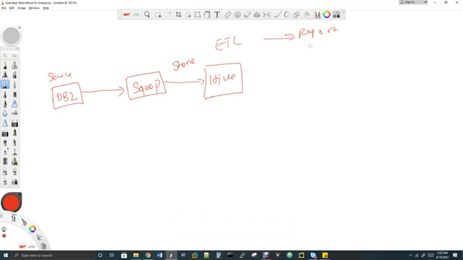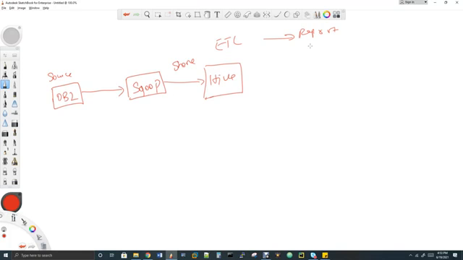But later, as I told you, from the end of 2015 to the mid of 2016, people started getting into Spark. Spark was there even before that, actually. It was even before 2013. But people started using Spark with Hive by the mid of 2016. People started using it a lot.